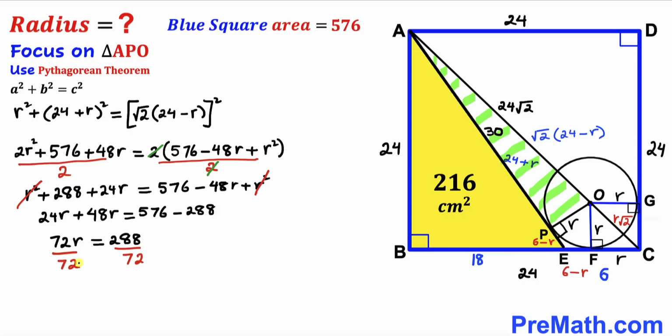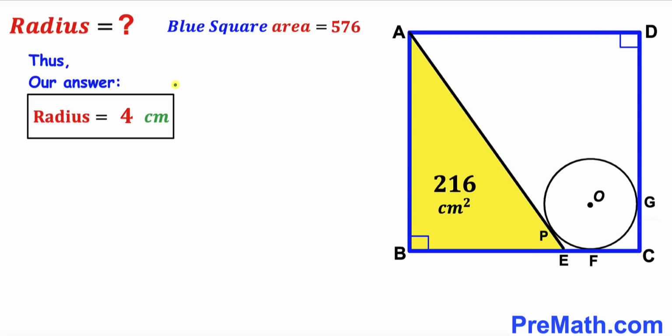And now we are going to divide both sides by 72 to isolate radius r. We can see this is gone. So our radius lowercase r turns out to be 4 centimeters. So after all the manipulations and calculations, the radius of this circle turns out to be 4 centimeters.